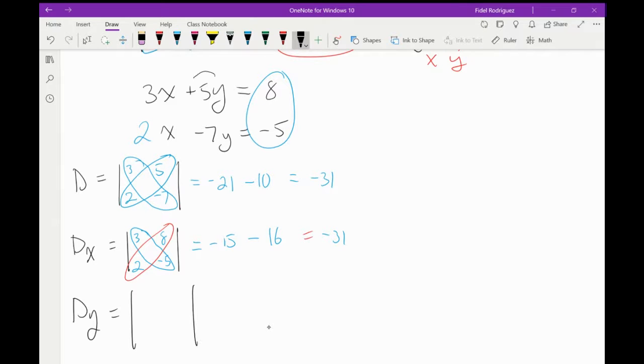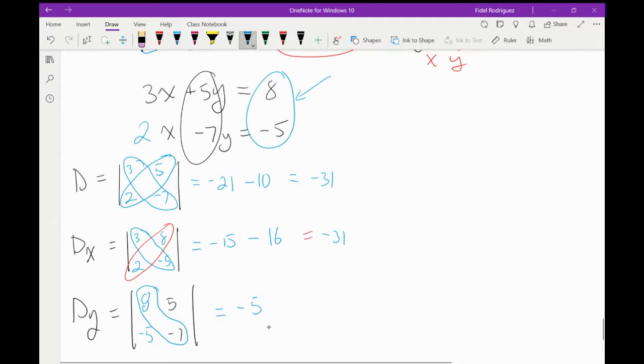So again, remember these numbers will stay 5 and negative 7. And these numbers here will go in the first column, 8 and minus 5. So when I go on my diagonal, 8 times negative 7 is a negative 56, minus a negative 25. So minus and minus becomes plus. So this is also going to give me a negative 31.